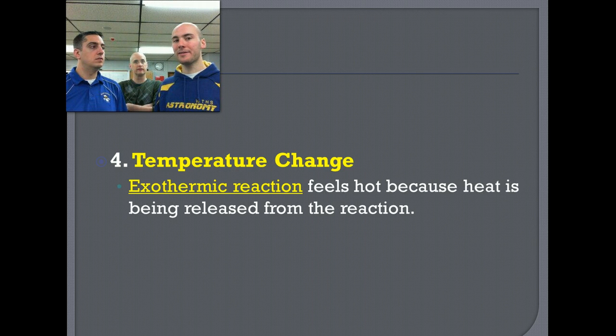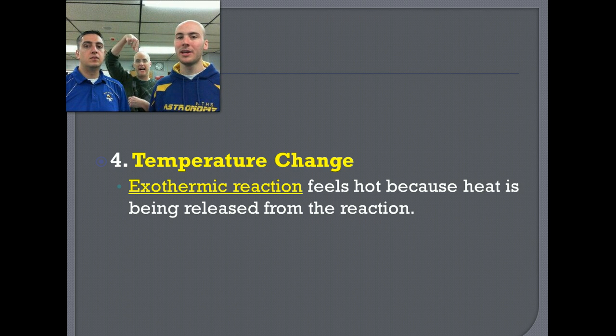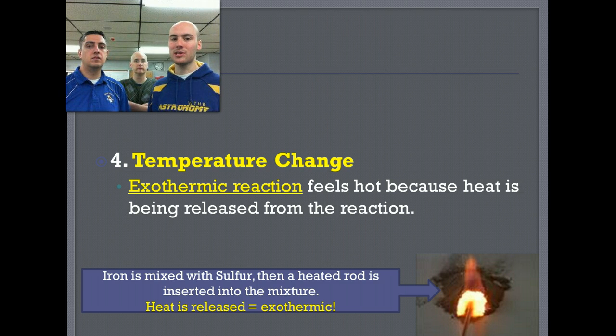So there are actually 2 types of temperature change reactions, and these are at the bottom of your sheets. You should write these down. First is the exothermic reaction, and those feel hot because heat is being released from the reaction. So this works when you mix iron and sulfur.